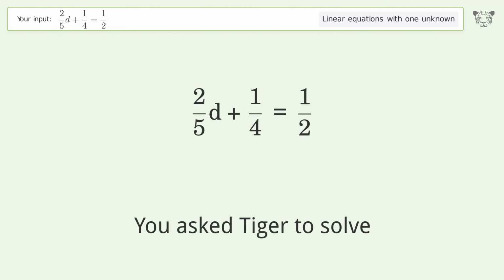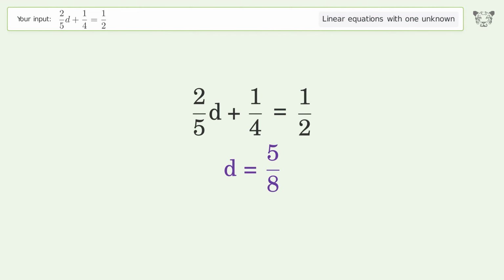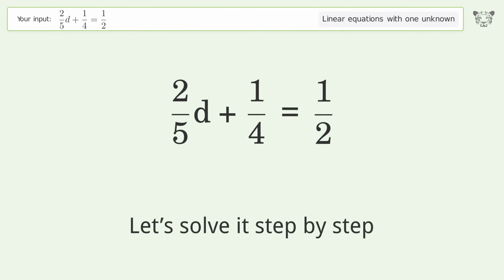You ask Tiger to solve this. It deals with linear equations with one unknown. The final result is d equals 5/8. Let's solve it step by step.